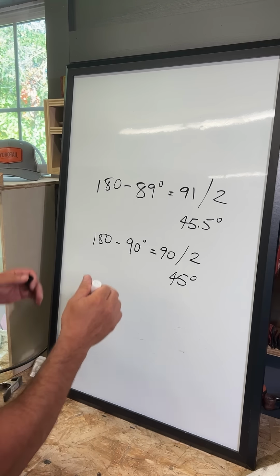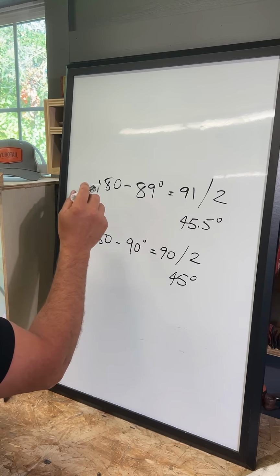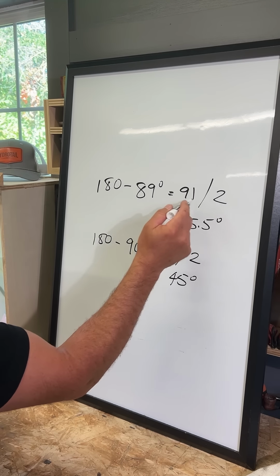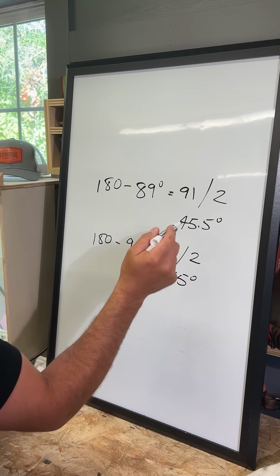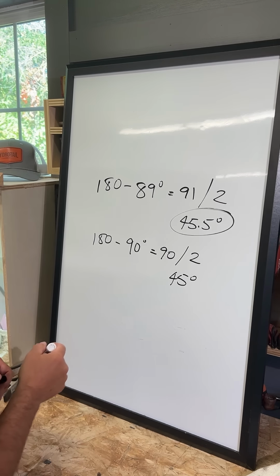What you really want to do is measure your angle, subtract it from 180, take that number, divide that by 2, and that will give you your miter setting.